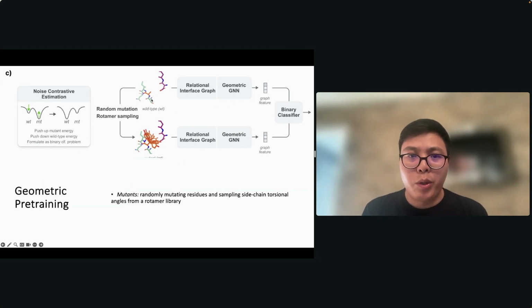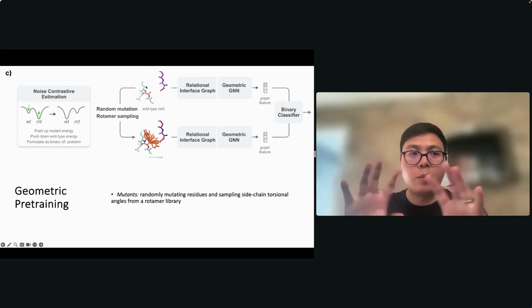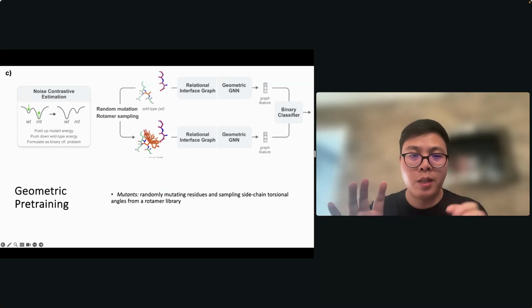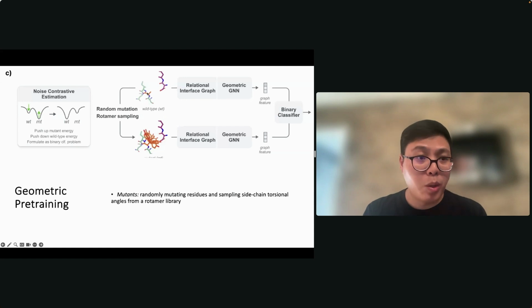What we do here is take a natural protein-protein complex structure. We mainly take the interface. These are positive pairs, so this is a natural interface. And then we also make some mutations on the interface, and this is basically the negative pair. We mutate the residues, changing one residue to another residue.